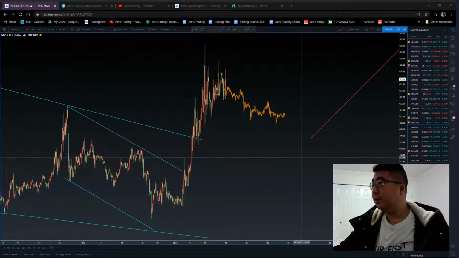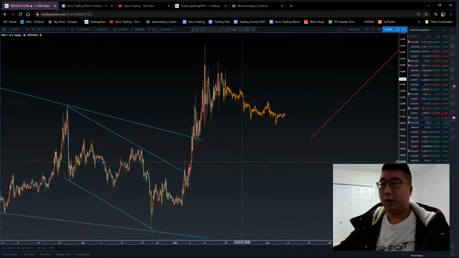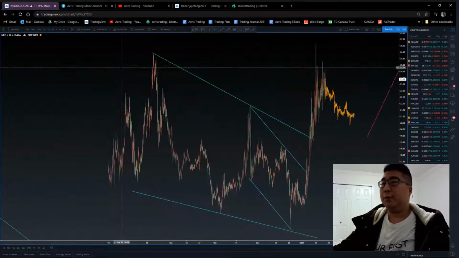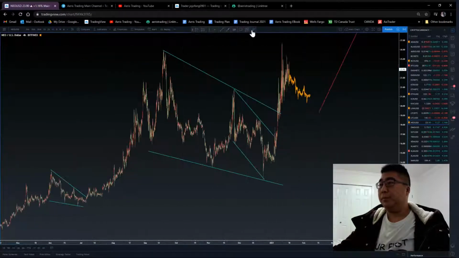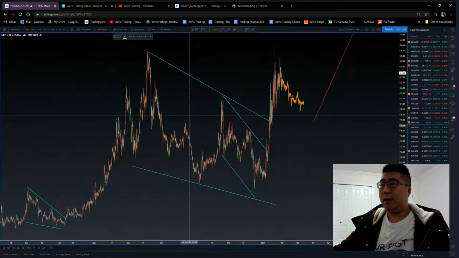RAN, I'll go over that after. I don't use ATH. I think that's an indicator, right? So, Neo. So Neo, I like the price action here, right?